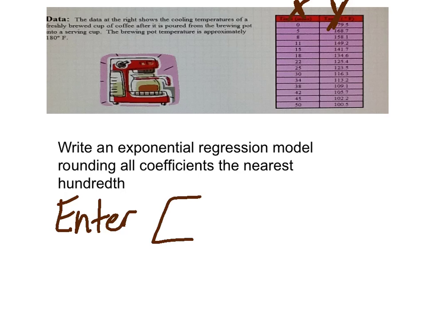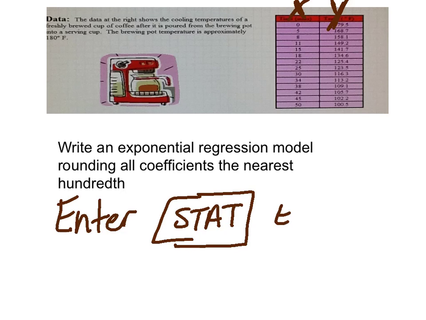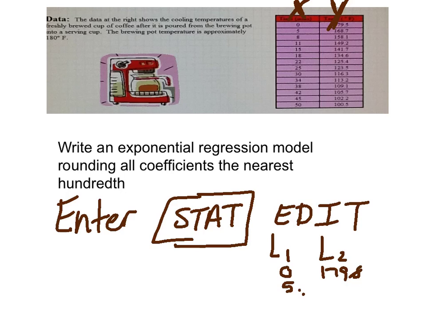you're going to hit, and I'll box it in, that Stat button, and Edit. Okay, and at the top of your screen, you should see L1, L2, L3. You're going to carefully enter all this information in L1 and L2. So the 0 goes in, the 5, etc., the 179.5, etc. You're carefully typing all that in.